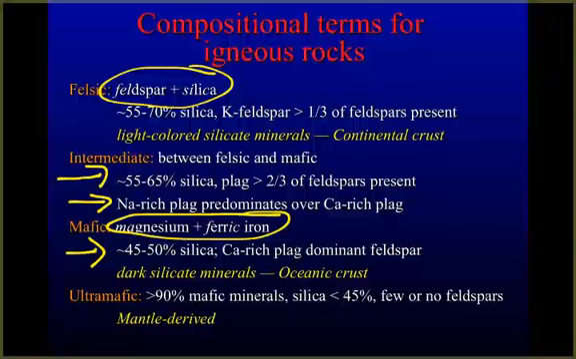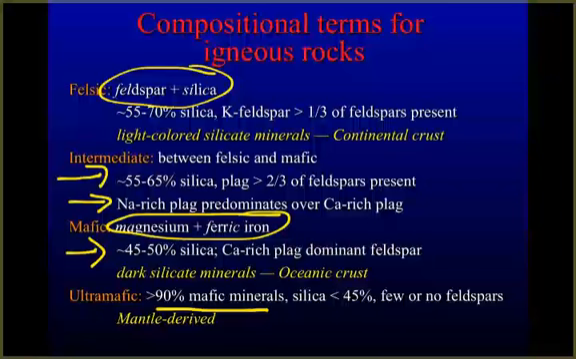All right, and then finally, ultramafic rocks. And these are rocks that are found in the mantle. In that case, we've got over 90% mafic minerals in those rocks, and silica comprises less than 45%. And there may be no feldspars whatsoever. Instead, it's pyroxenes and olivines.